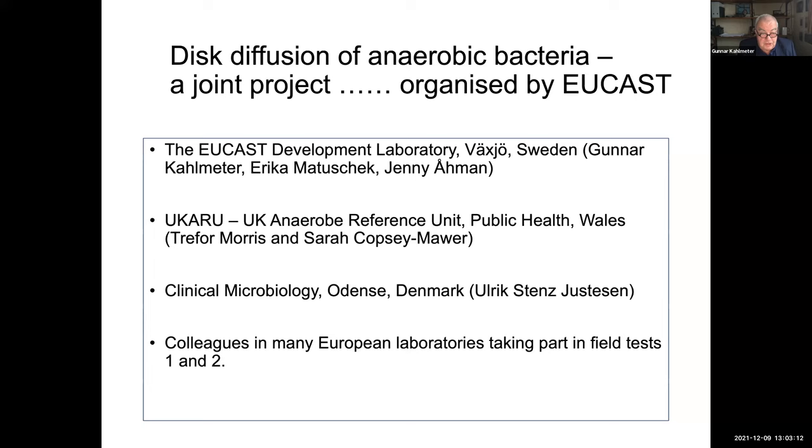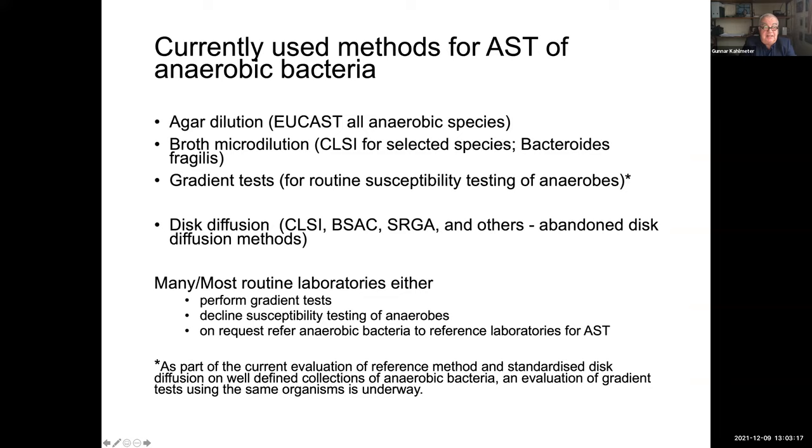The currently used methods for AST of anaerobic bacteria: the reference method is agar dilution, at least in Europe, and it's agar dilution for all anaerobic species. In CLSI, you can use broth microdilution for Bacteroides. And then, of course, a lot of you use gradient tests for everyday routine susceptibility testing of anaerobes simply because you do not have any other means. And we'll come back to that later.